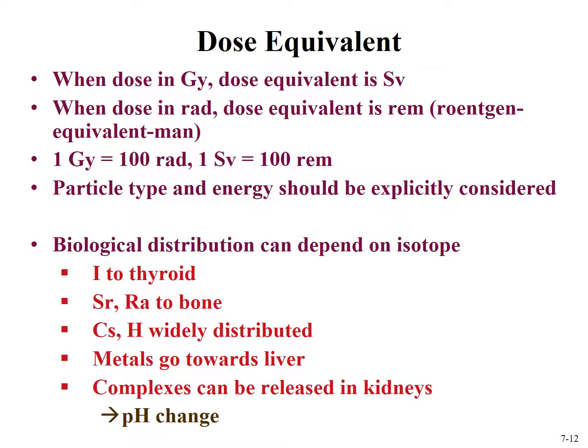So when the dose is in gray, the dose equivalent is in sievert. When dose is in rad, the dose equivalent is in rem. Again, as we mentioned before, 1 gray is 100 rad, so 1 sievert is 100 rem.